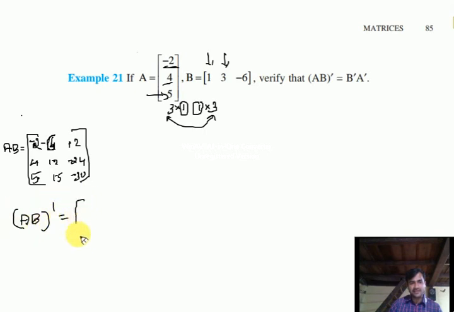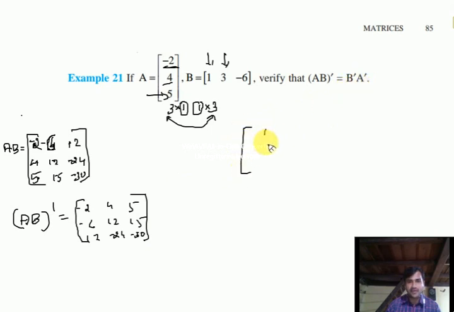But you need to find the transpose of AB. Transpose can be easily found by interchanging rows and columns. So here we consider minus 2, 4, 5, minus 6, 12, 15, 12, minus 24, minus 30. So we can easily find it like this. Then we need to prove it as B transpose into A transpose. So B transpose will be 1, 3, minus 6 into A transpose will be minus 2, 4, 5.